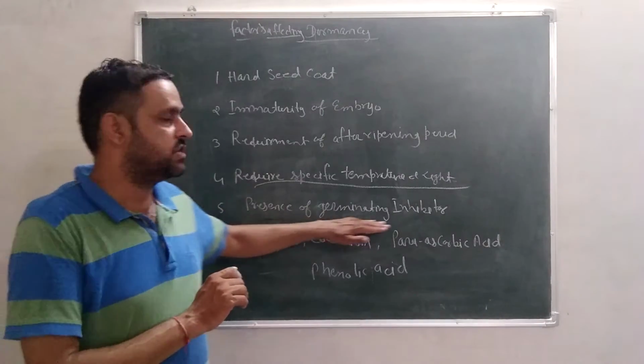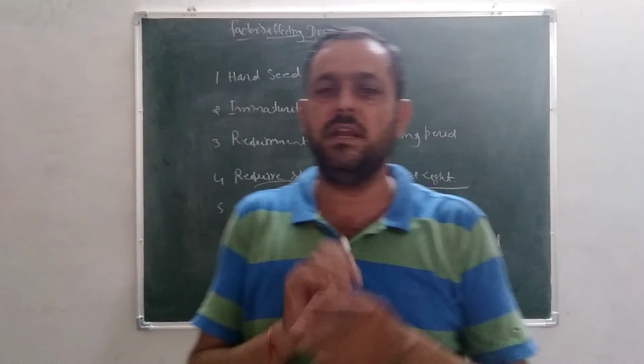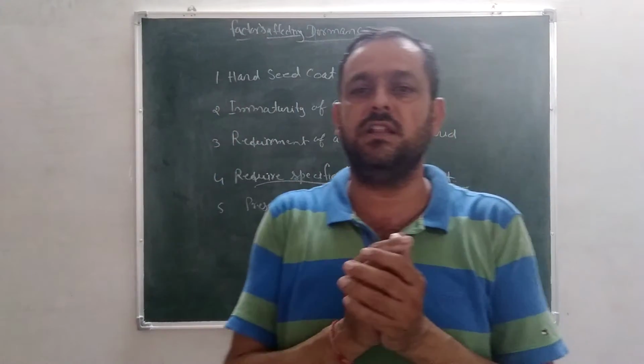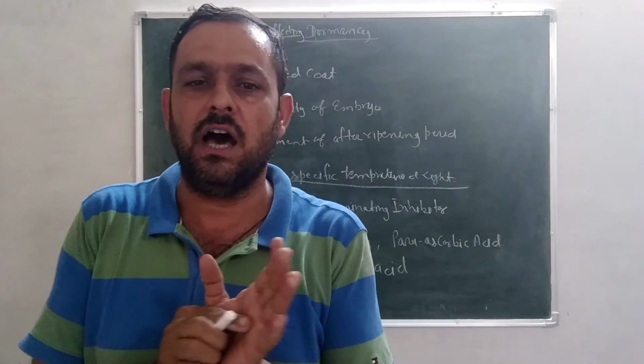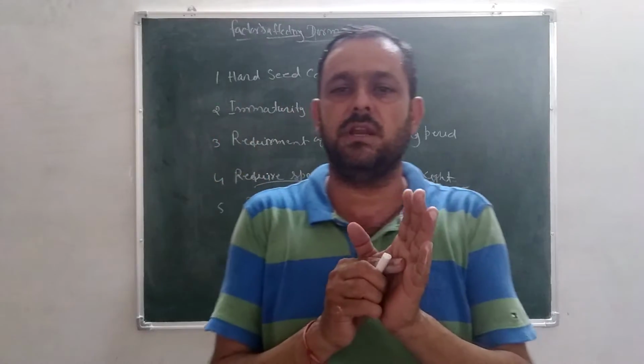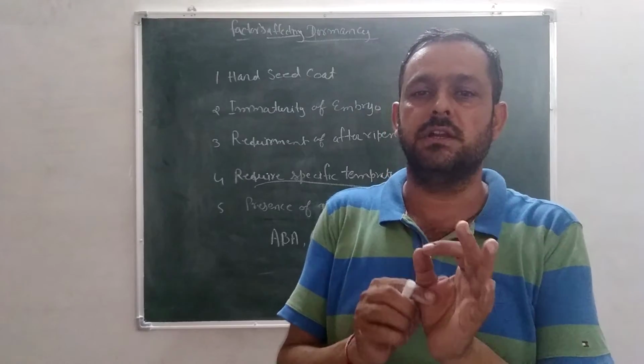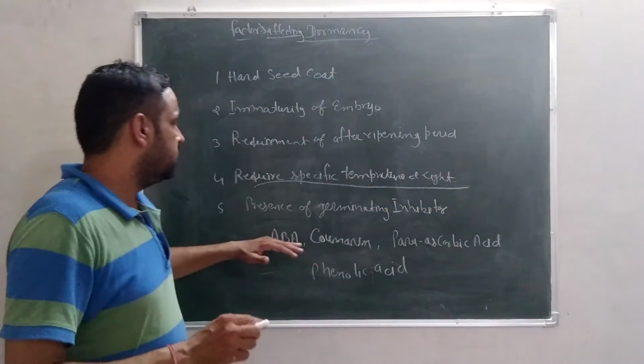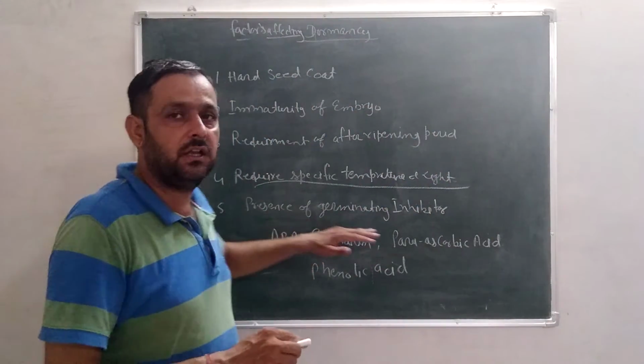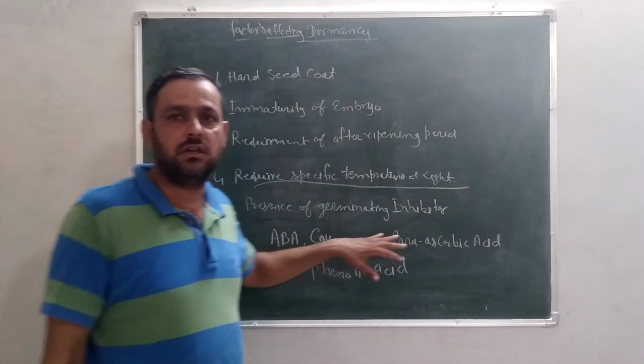Last, presence of germinating inhibitors. Many substances present in the pulp of pulpy fruits are able to inhibit the germination of seeds, which are called germinating inhibitors. Remember, these are examples of germinating inhibitors. Here a 1 mark question is performed.